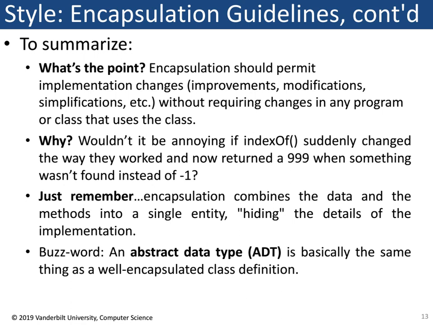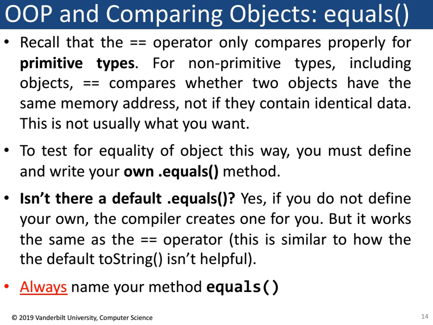So we won't discuss it at length, but a buzzword to be aware of here is an abstract data type, which is basically the same idea as a well-encapsulated class. Finally, let's talk about the equals method.